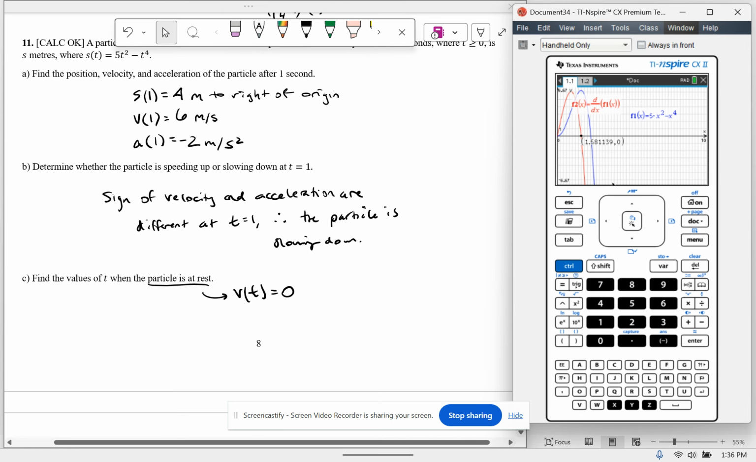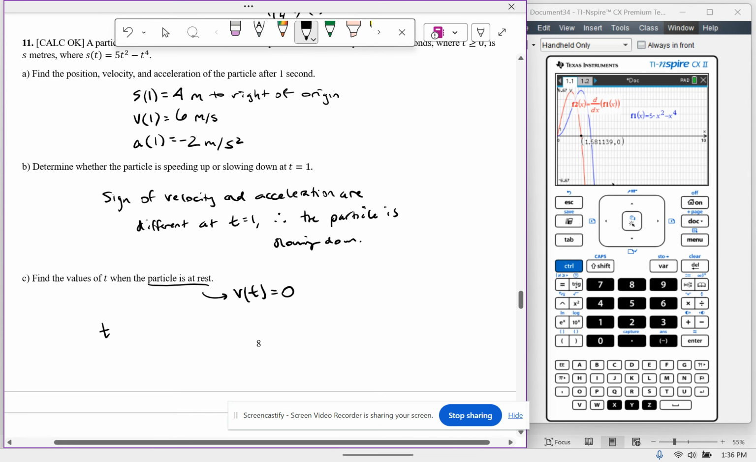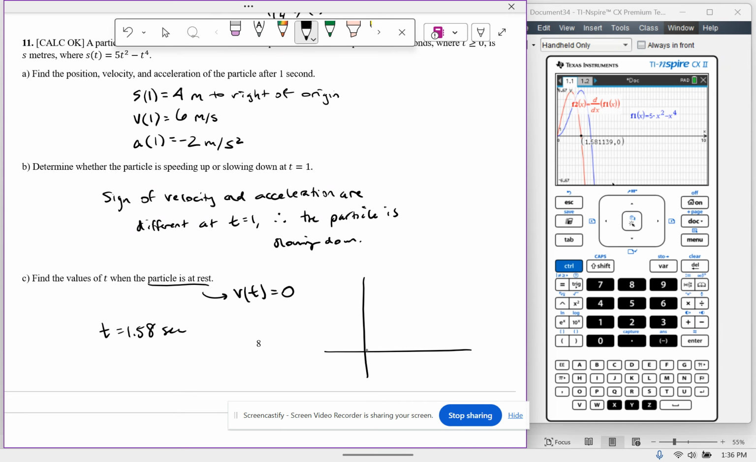Right? So you could either do it by hand or you could do it on here. It looks like the particle is at rest when time is equal to 1.58 seconds. And you could just draw a little sketch, right? You had your original. This was s of t. And then you have your derivative. He's just steeper, kind of doing the same thing though. This is v of t. His 0 is at 1.58 comma 0. Okay, so this would be enough work to demonstrate.